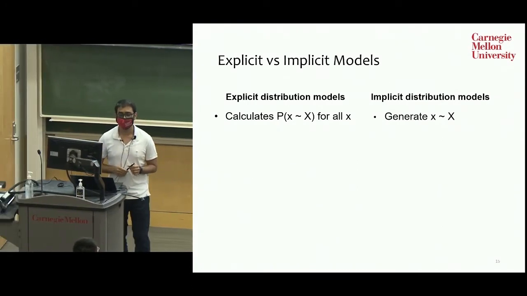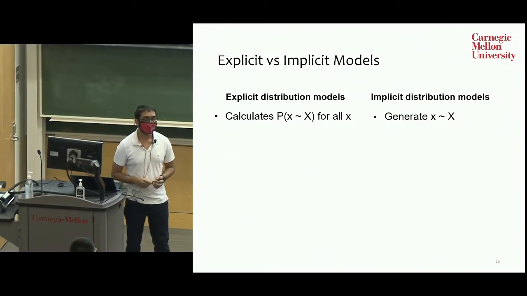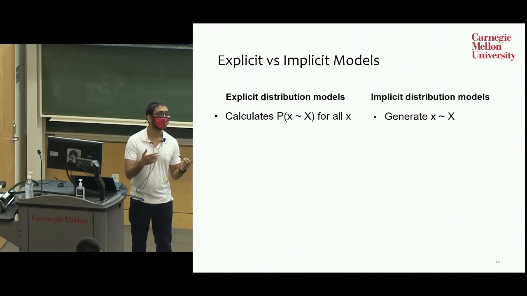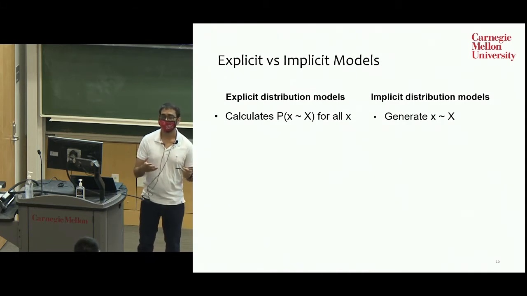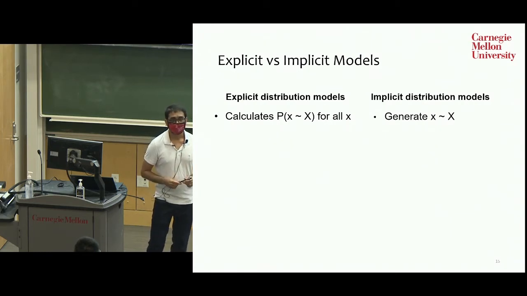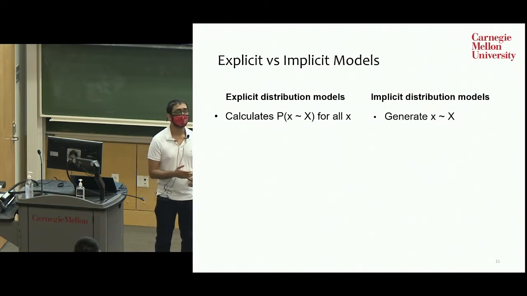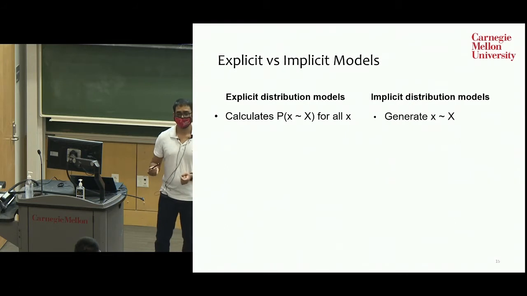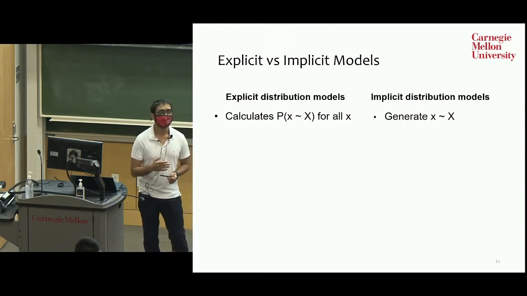So an explicit distribution model is one where you make an assumption that the input data set belongs to a particular distribution. Let's say, for example, you may assume that the VAE model is normally distributed. But in the case of an implicit model, you don't really know the distribution of the data set, so you train the model to learn that distribution.